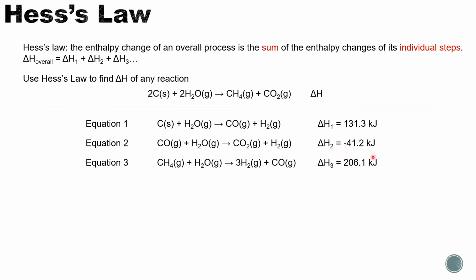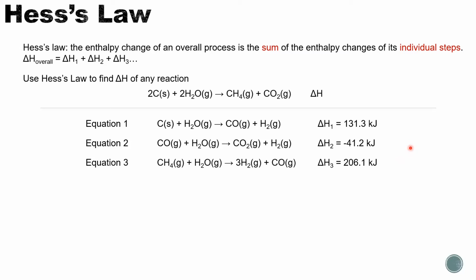And the final step is methane in gas phase plus water in gas phase to produce 3 hydrogen in gas phase and CO in gas phase. The enthalpy change of the third step is positive 206.1 kilojoules per mole.